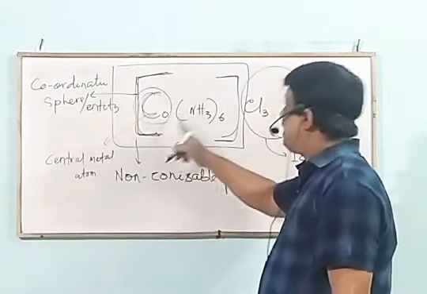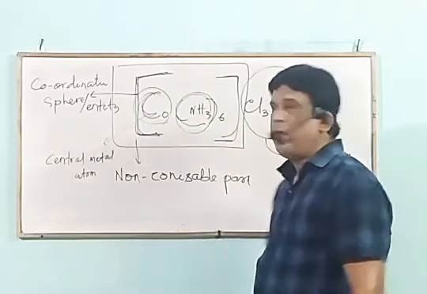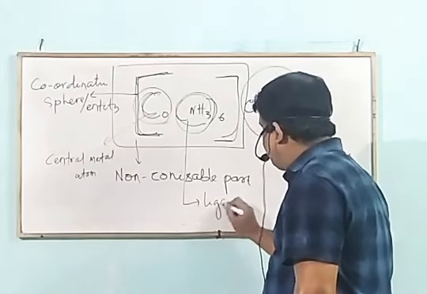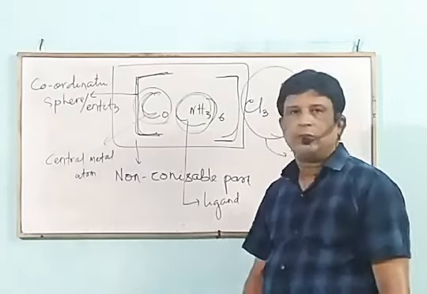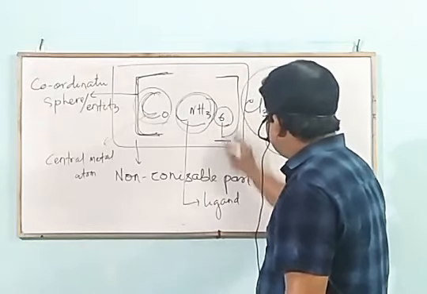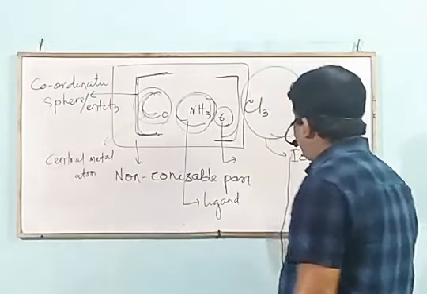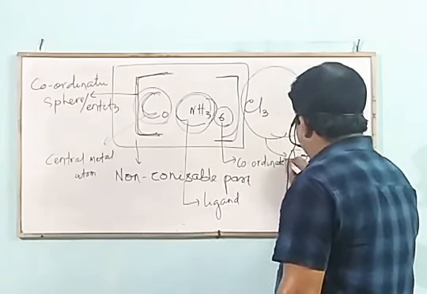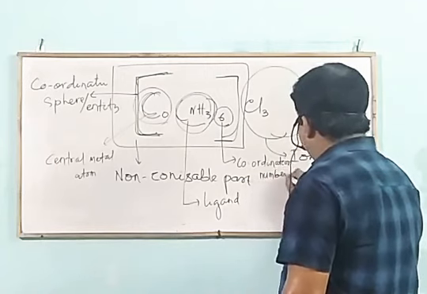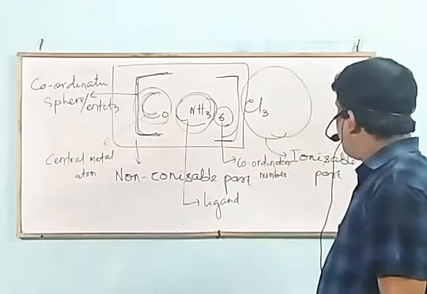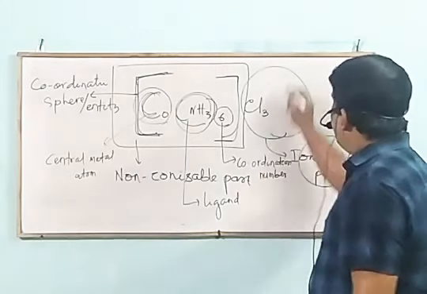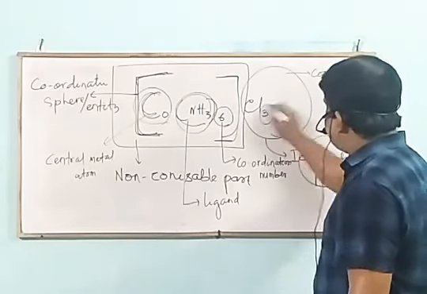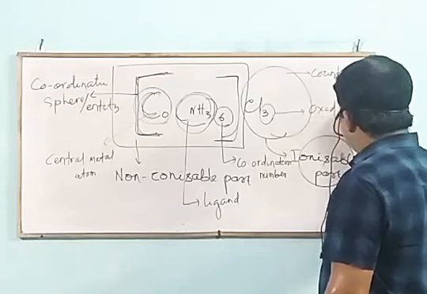Just after the central metal atom, what is present? It may be an ion or a neutral molecule. This is known as a ligand. Just after the ligand, a number is there. This number represents the secondary valency or coordination number. The outer side of the complex part is known as the ionizable part, or otherwise it is also known as a counter ion. And this number represents the oxidation number.